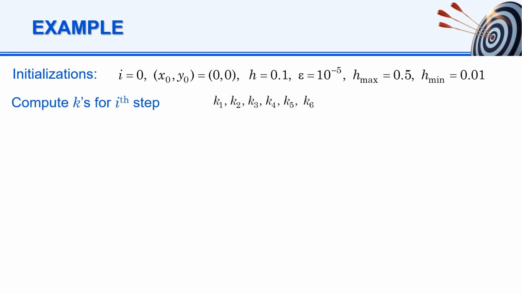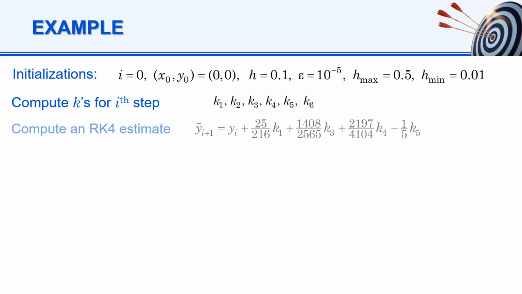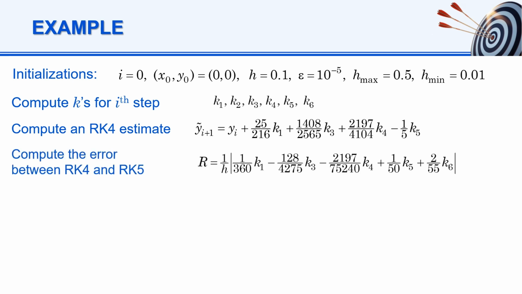We will calculate the Ks first. Then we will estimate the current step value using an RK4 scheme. The convergence criterion R is calculated as the absolute difference between the RK4 and RK5 estimates. If the convergence criterion is satisfied, the current step values are assigned to X and Y.